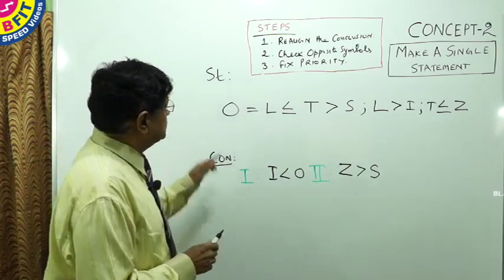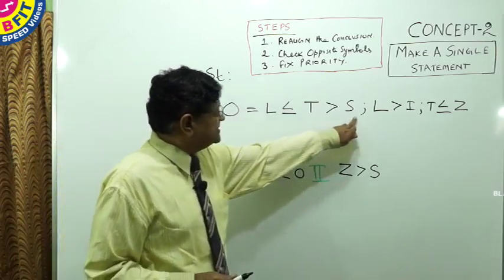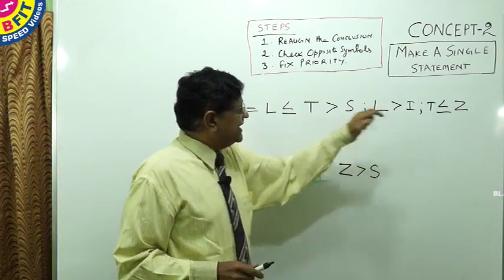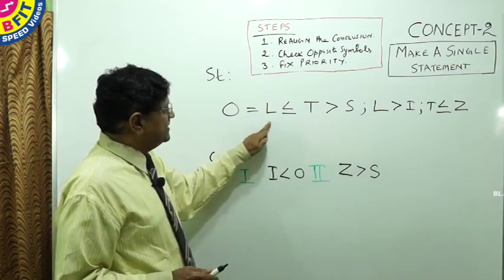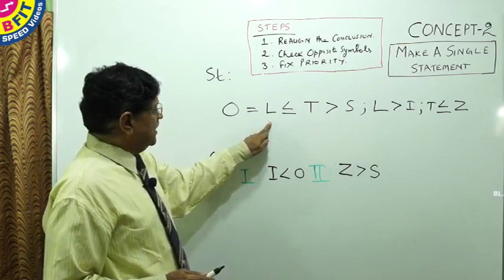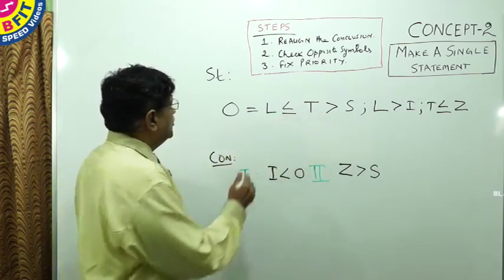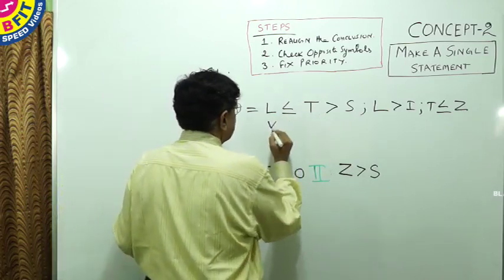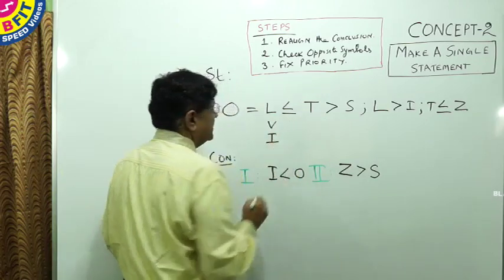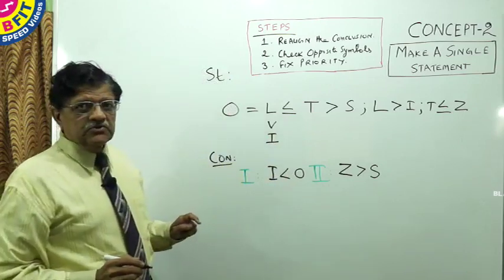Now this is one statement, O is up to S. Then L is greater than I. Where will you write L is greater than I? L is here. Now I you cannot insert anywhere. If you insert it, it will be wrong. So you have to write it downstairs like this. L is greater than I. So this is a grid.